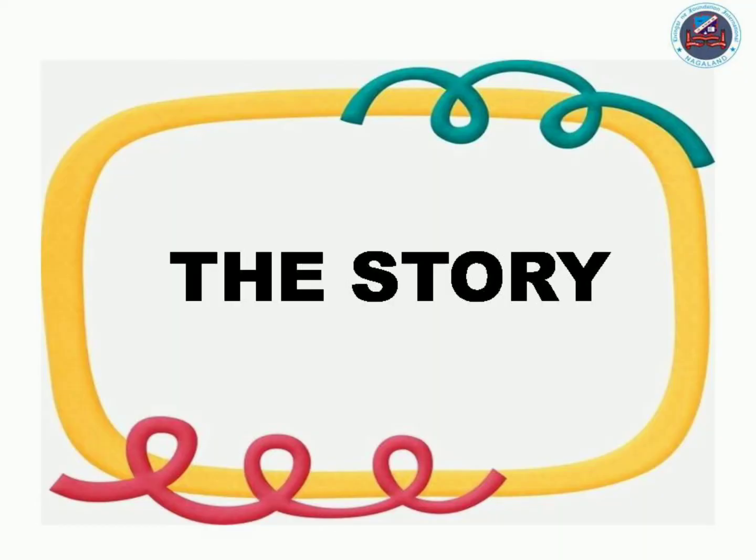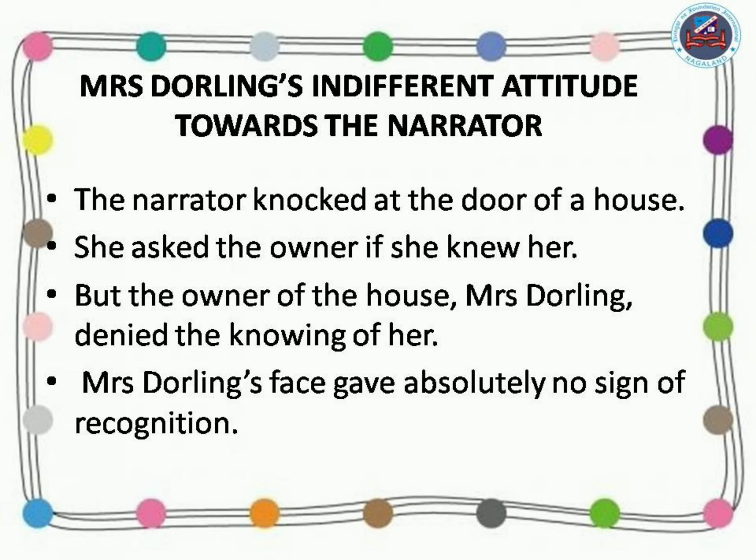We will now look into the story. The story begins with the narrator who was given a cold reception when she went to her native place in Holland after the war in search of her mother's belongings. After ringing the bell of house number 46 in Marconi Street, a woman opened the door. She asked the owner if she knew her. The narrator told her that she was Mrs. S.'s daughter, but the owner of the house, Mrs. Dorling, denied knowing her.